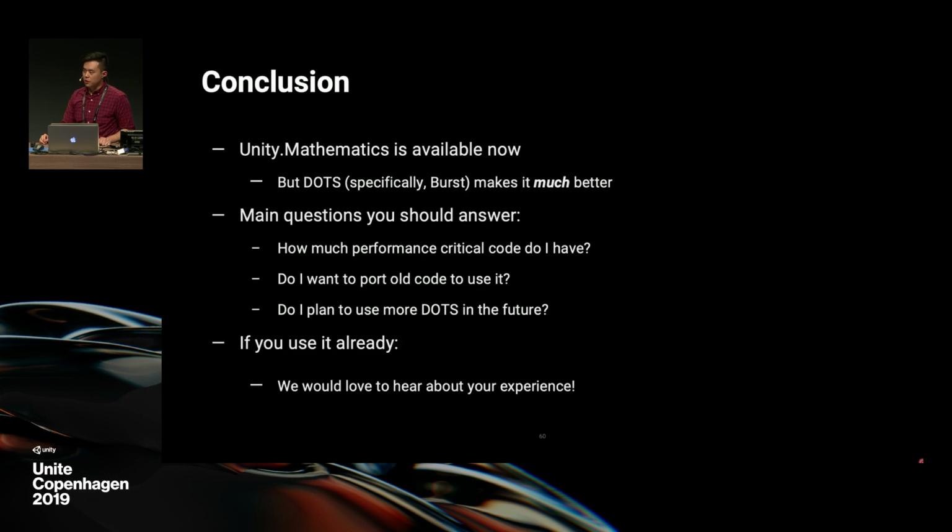If you're considering switching to Unity.Mathematics, there's 3 main questions that you should ask yourself. The first one is, how much performance critical code do I actually have in my code base? If most of your time is spent in a bunch of math, this is probably a thing you should consider. Another question is, do I want to port old code to use it? Say that I have a giant code base and I'm already using Vector3, Matrix4x4 left and right. Do I want to move all that code over to Unity.Mathematics? Probably not if you have a giant code base. If you have a tiny game and your code is small, then maybe it's good for you to actually switch over. You're able to take less risk because you have so much less code.